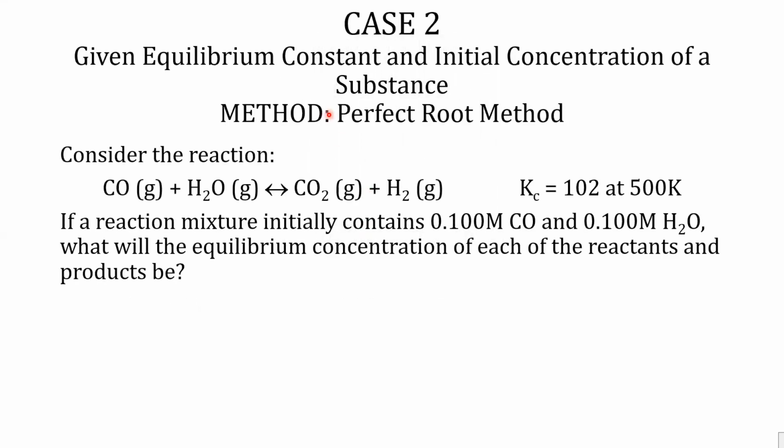Case 2 is where one is given the equilibrium constant and initial concentration of one or more substances. The method is called the perfect root method. Consider the reaction CO(g) plus H2O(g) at equilibrium forms CO2(g) plus H2(g). Kc equals 102 at 500 Kelvin. If a reaction mixture initially contains 0.100 M CO and 0.100 M H2O, what will the equilibrium concentration of each of the reactants and products be?